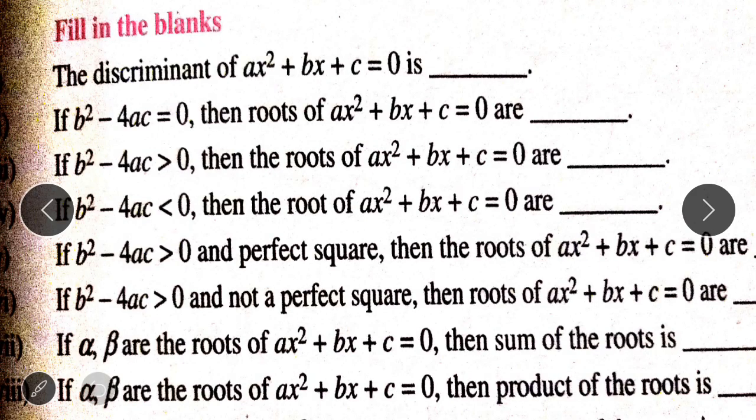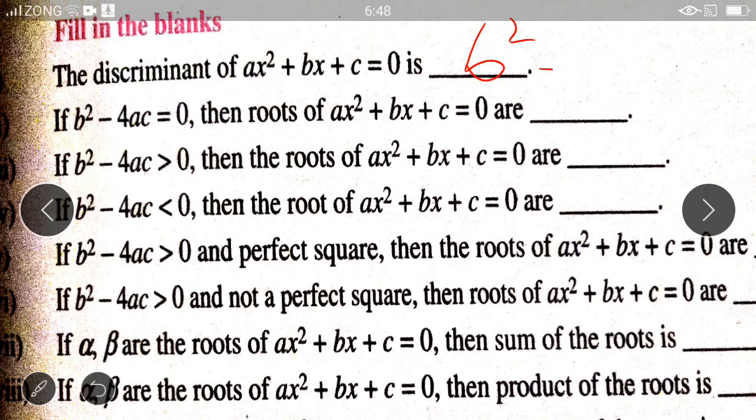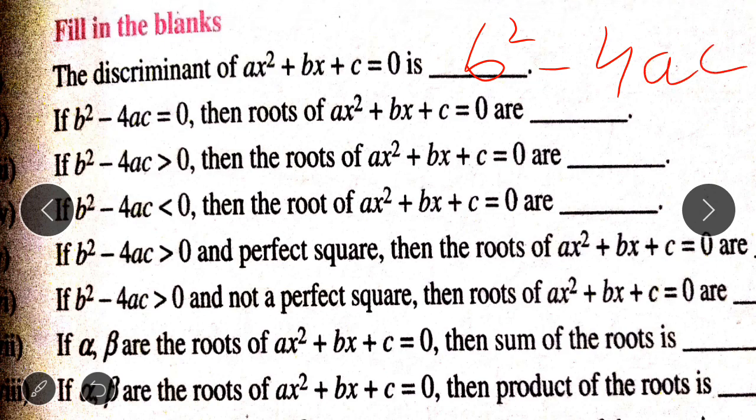The first blank states that the discriminant of ax square plus bx plus c is equal to 0. Discriminant is equal to what? b square minus 4ac. I'm just going to state it, it takes time to write it. If the discriminant is equal to 0, then the roots of the equation are what? If the discriminant is 0, of course the roots will be equal.